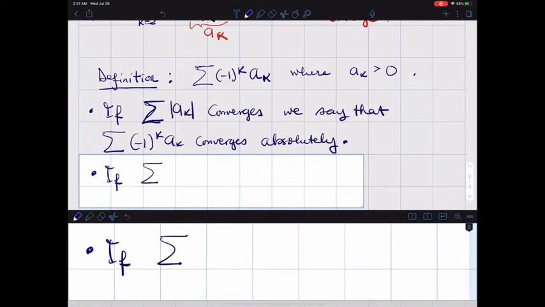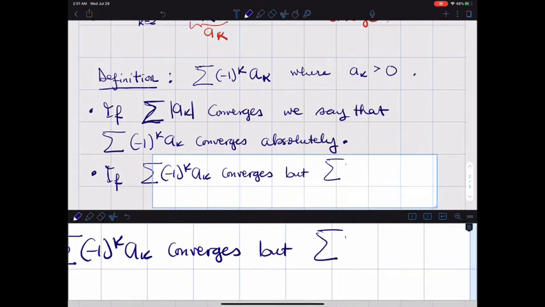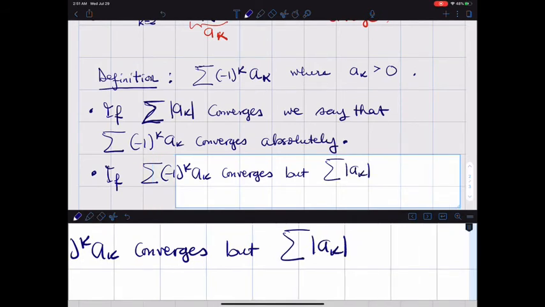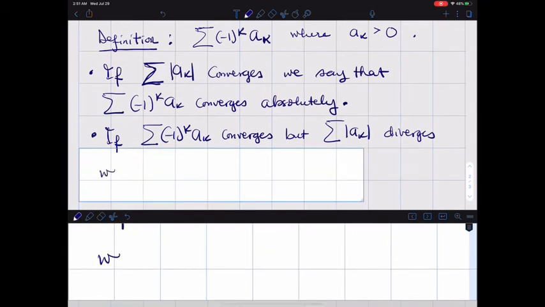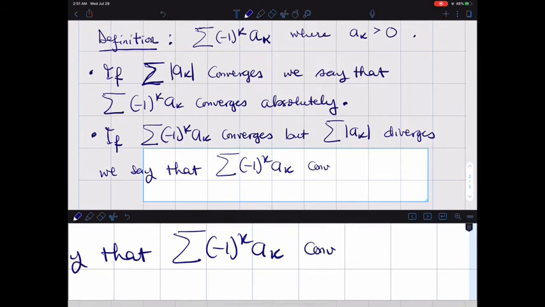If the original alternating series converges, but the absolute value series diverges, we say that this series a_k converges conditionally.